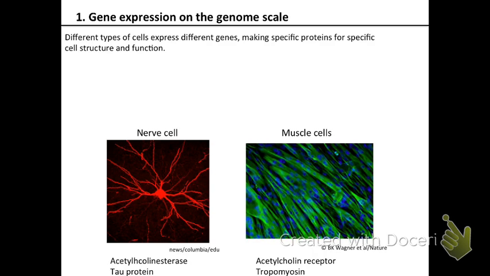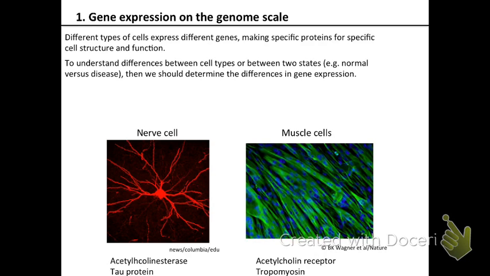Right? So the take-home message from all the semester has been that different types of cells express different genes, making specific proteins and functional products for specific cell structure and function. So to understand the differences between cell types, or between two states in a given cell type, such as normal versus disease state, one of the things we can do is study the differences in gene expression.